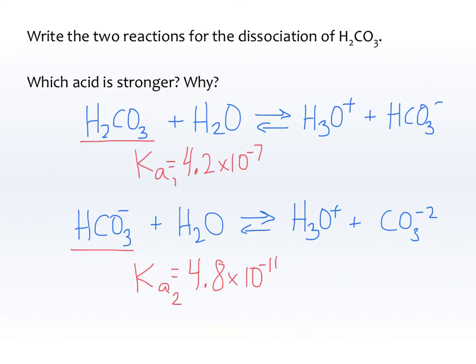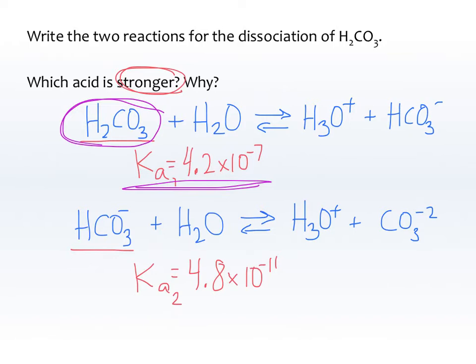So the question asking which acid is stronger has to do with which one makes more products or which one goes more to completion, and that's got to be H2CO3 because the Ka is much, much larger. A larger Ka means the reaction is pushed more forward or there are more products compared to reactants. So H2CO3 is stronger, not because it's the first ionization, but because it has the higher Ka value. So that acid is more likely to donate a proton than the HCO3 minus. Let's do the math with this.